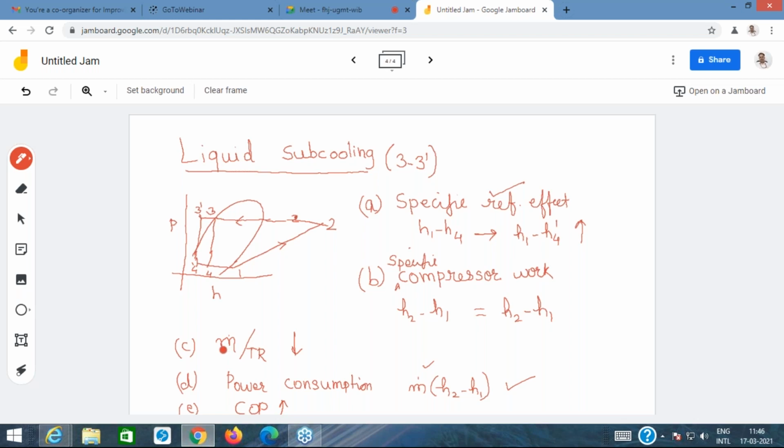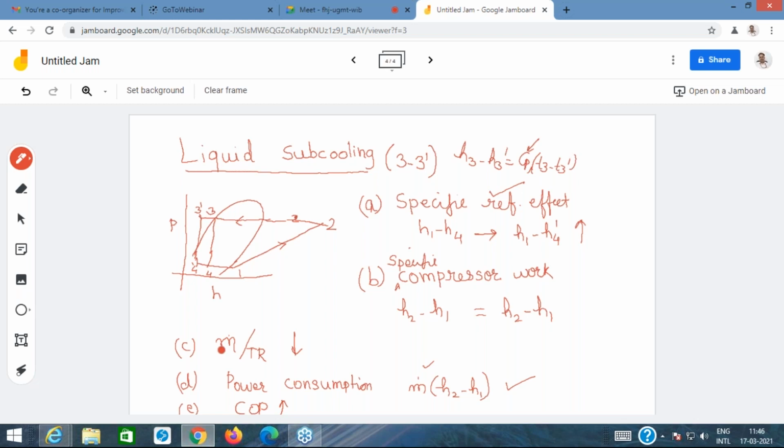And the second thing is that the effect of liquid subcooling would depend upon the specific heat. Now, how much is the liquid subcooling? If you try to find H3 minus H3 dash, it is basically Cp delta T, Cp into T3 minus T3 dash. So it all depends upon the value of the specific heat of liquid, CPL.